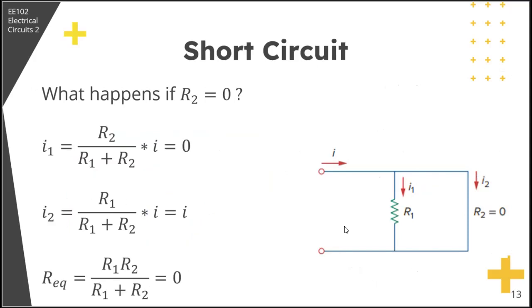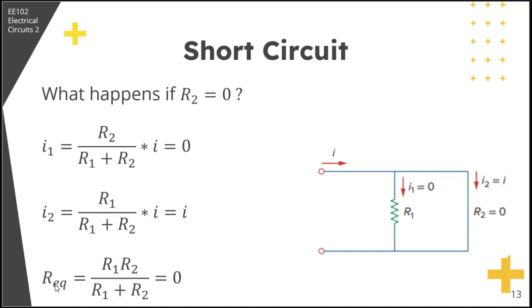If it is a short circuit, I1 is equal to R2 over R1 plus R2. Since R2 is 0, I1 becomes 0. I2 is equal to R1 over R1 plus R2 times I. Since R2 is 0, we have R1 over R1, that's 1 times I, so I. Hence, I1 is 0 and I2 is equal to I.